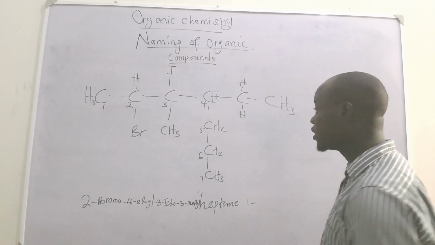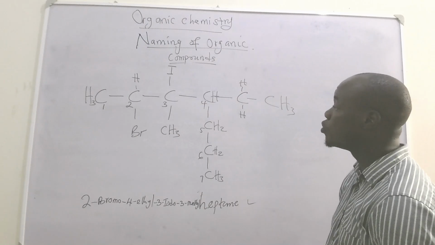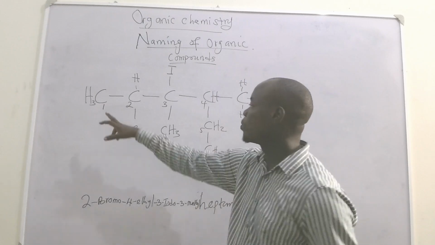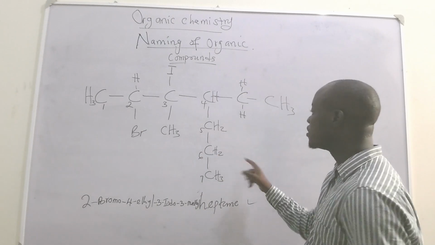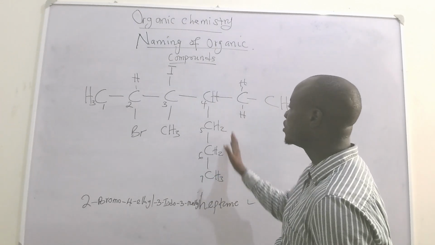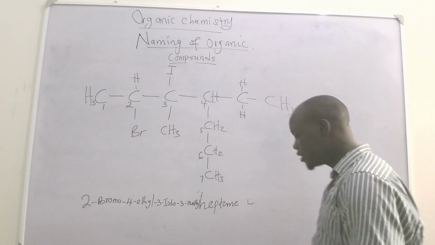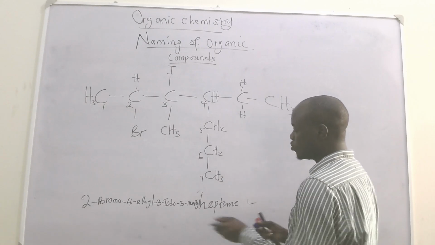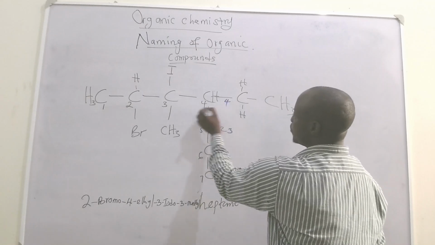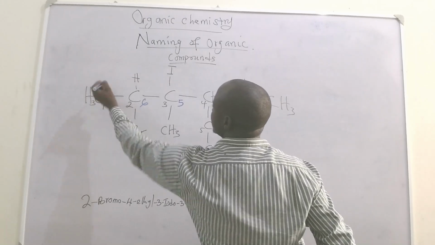And of course, we can also follow the same methods and see how we are going to name the compound if we count in the other direction. This one we started from this direction. So what if we started counting from here? Let's see what we are going to get. So we have 1, 2, 3, 4, 5, 6, and 7.